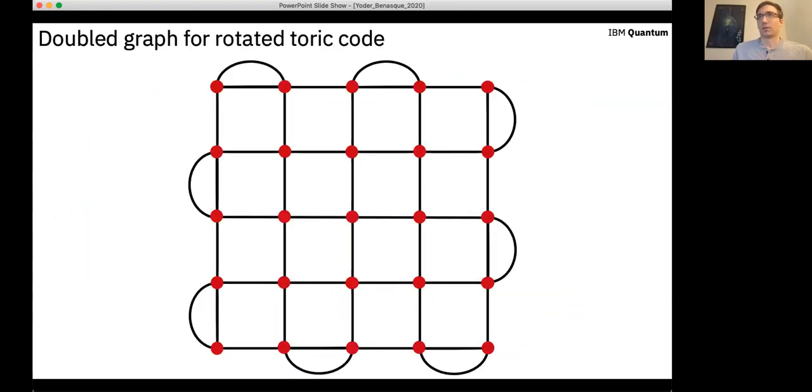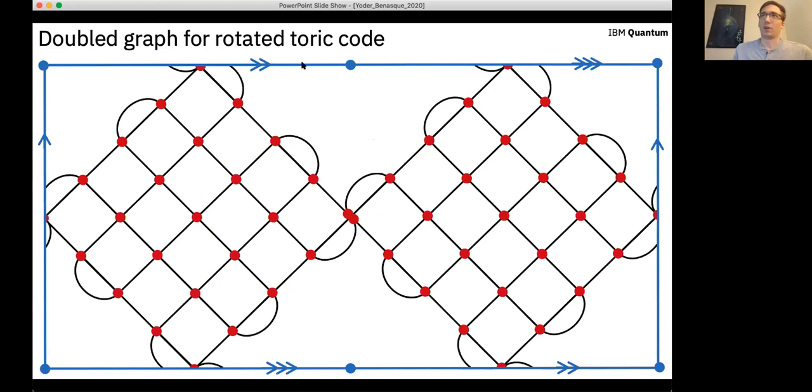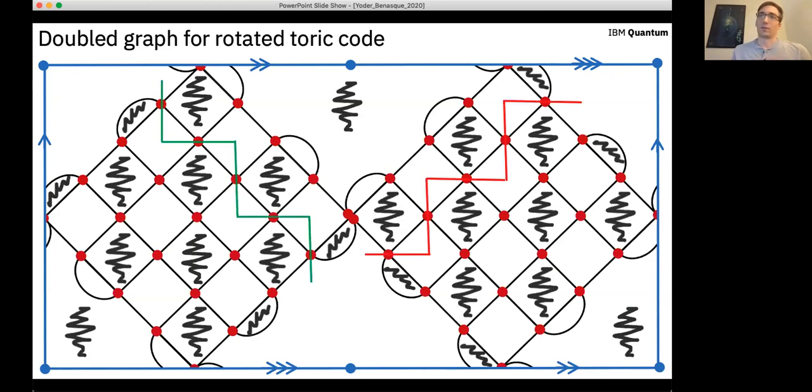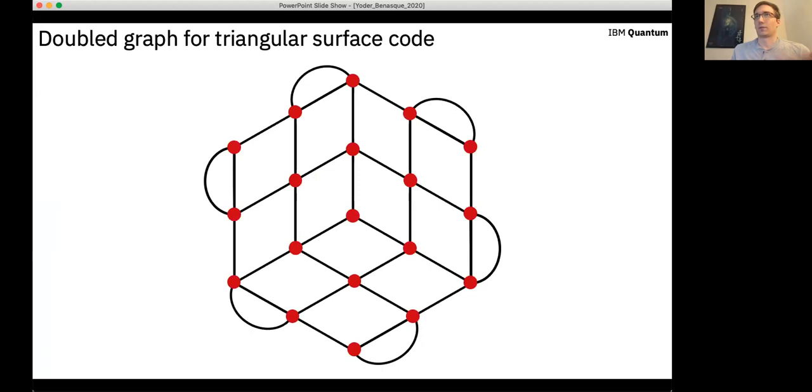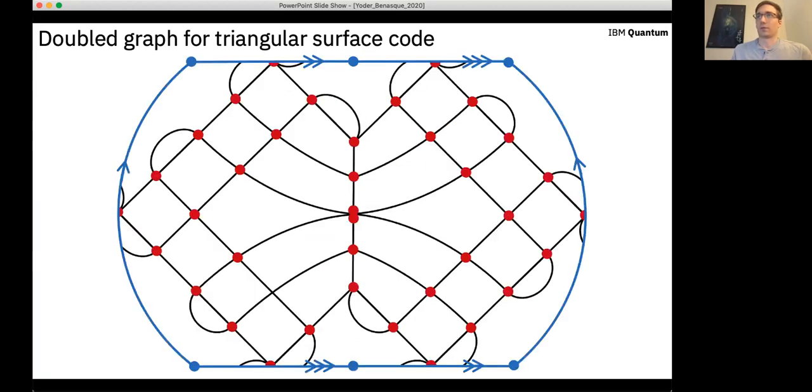We can do this for the rotated toric code. Obviously, the genus is 0, it's embedded in the plane. But when we double it, it's embedded in the torus, actually. So here again is this hexagon where opposite sides are identified. The logical operators that you're familiar with for the toric code are these homologically non-trivial cycles in this doubled graph's decoding graph. And then we can also double the graph for the triangular surface code.